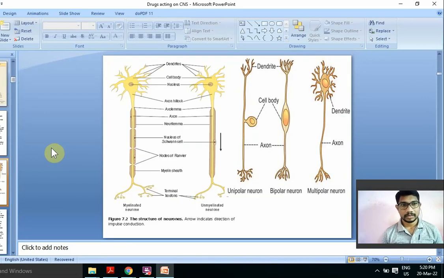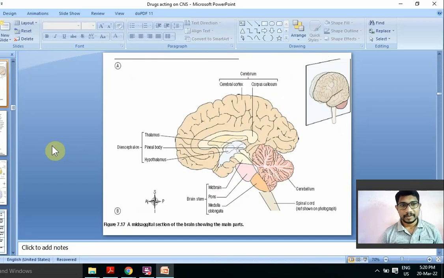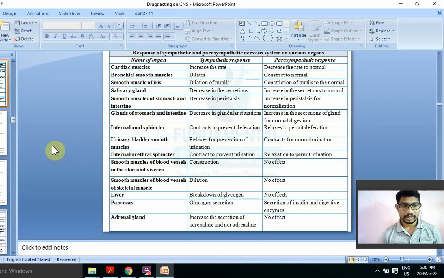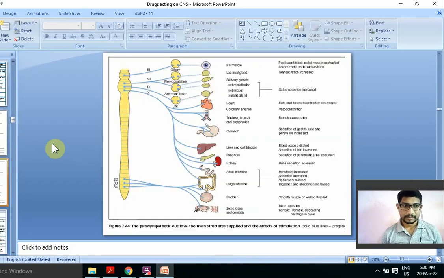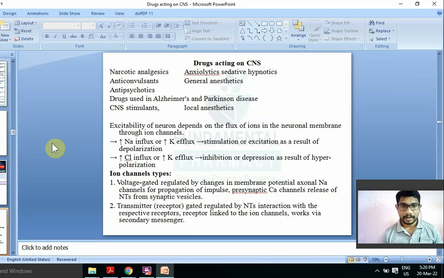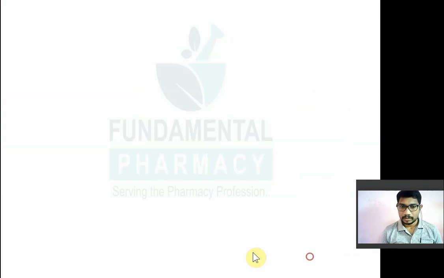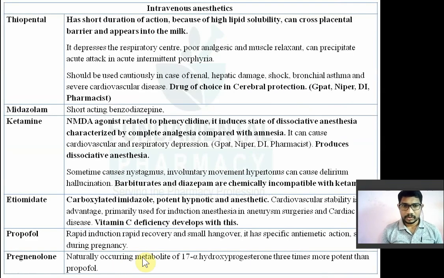याद रखो कौन सा क्या है. Phencyclidine derivative is nothing but the ketamine. Midazolam is a benzodiazepine derivative, short-acting benzodiazepine. And ketamine is a phencyclidine derivative. It is related with the narcotic analgesics. And this pregnenolone is a steroidal in nature. So here naturally occurring metabolite of 7-alpha hydroxyprogesterone, 3 times more potent than propranolone.